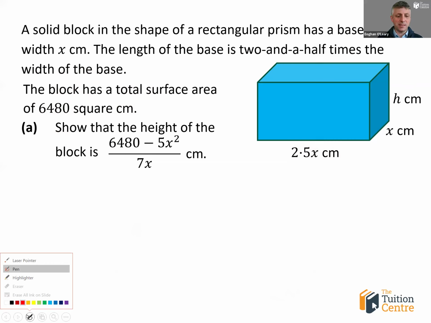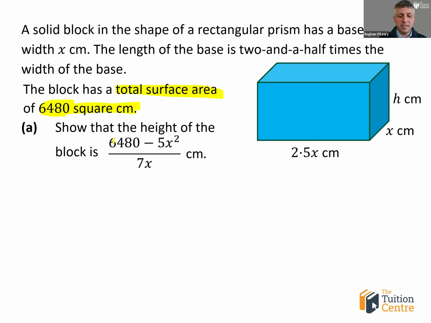So what we have is a solid block in the shape of a rectangular prism that has a base of width x centimeters. The length of the base is 2.5 times the width of the base. The block has a total surface area of 6,480 square centimeters. Show that the height of the block is (6,480 minus 5x squared) all over 7x centimeters.